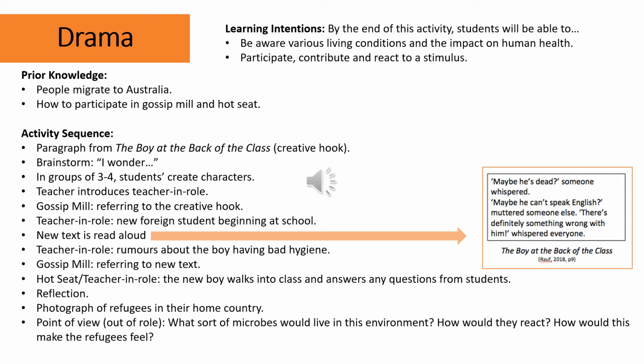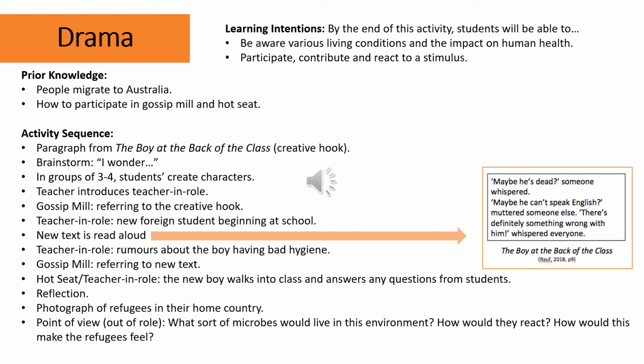When she's the new boy, she'd be wearing a hat, and when she's one of the classmates, she'd be wearing a tie. Then they'd go into the gossip mill, referring to that creative hook at the very beginning, before the teacher and role would intervene and say that there was a new foreign student beginning at their school. Then the teacher would then read the new text, which is up on the screen.